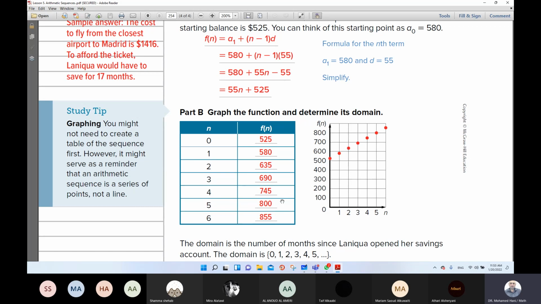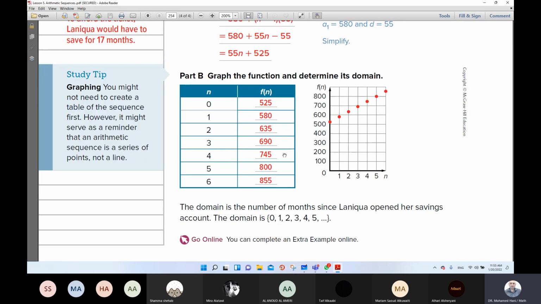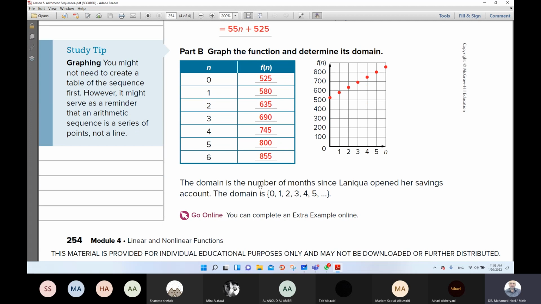If you represent all the points here, as you see, you will get a linear graph. So the domain is the number of months since Linkia opened her savings account. So the domain is 0, 1, 2, 3, 4, 5, 6, and the range will be 525, 580, 635, etc.